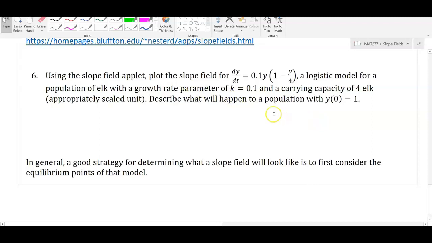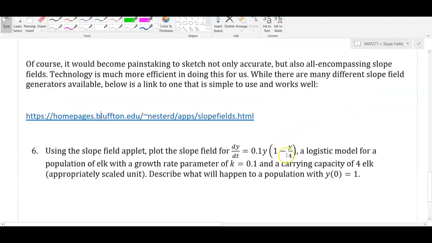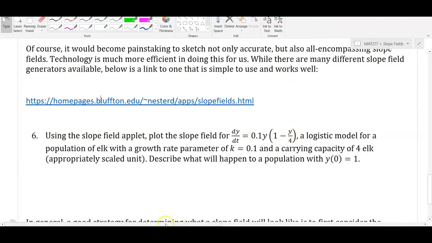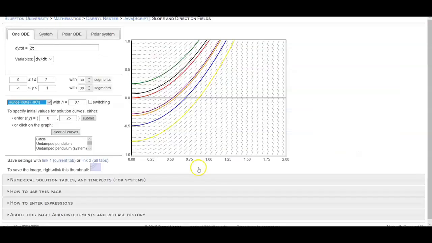We don't want to say that you can't have 0.2 elk because it could be in hundreds or thousands, in millions, etc. So to sketch this guy here, I'm going to come over to my slope field and just type in 0.1y times 1 minus y over 4. Before I press enter, the one thing that we should notice is that we're going to have equilibrium points at both y equals 0 and y equals 4.